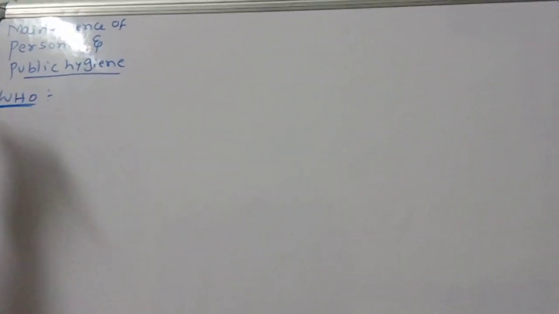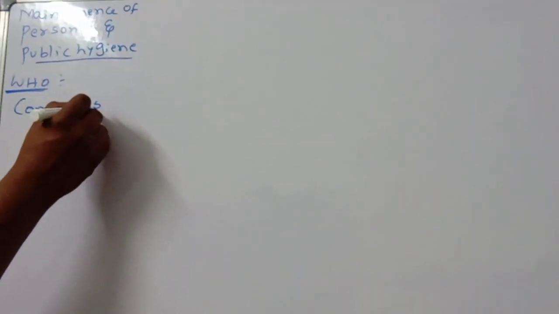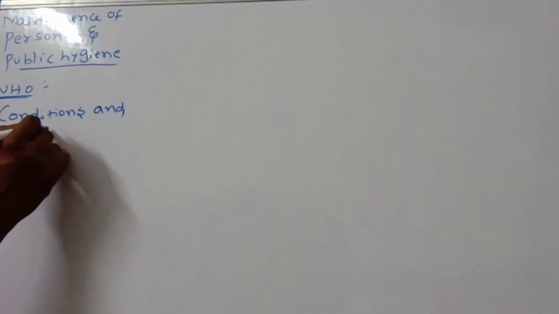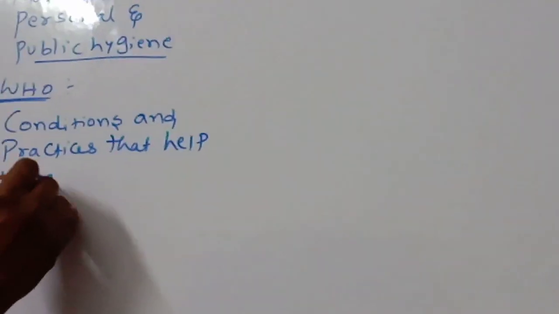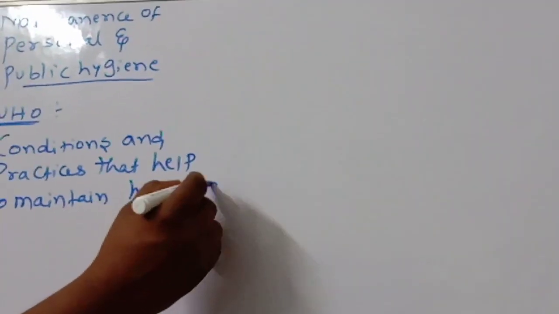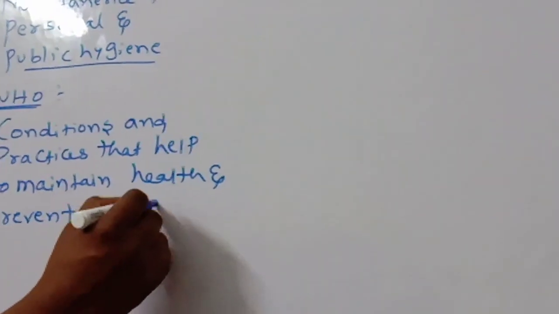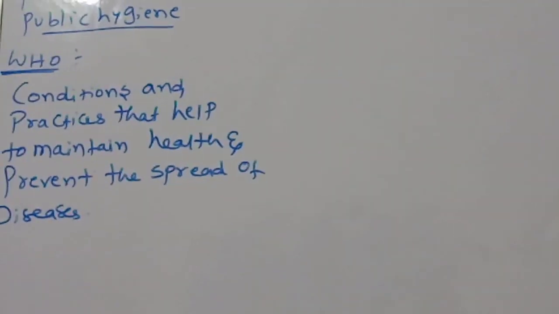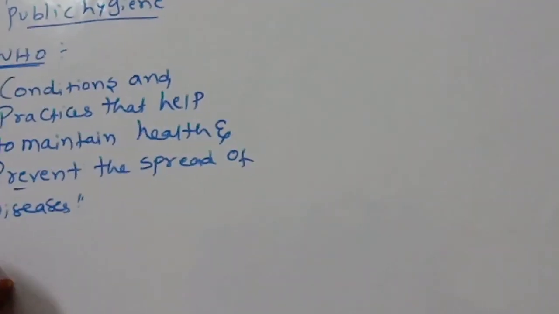The World Health Organization has given a definition. Conditions and practices, very important. Practices that help to maintain health and prevent the spread of diseases. So this is the definition: conditions and practices that help to maintain health and prevent the spread of diseases.